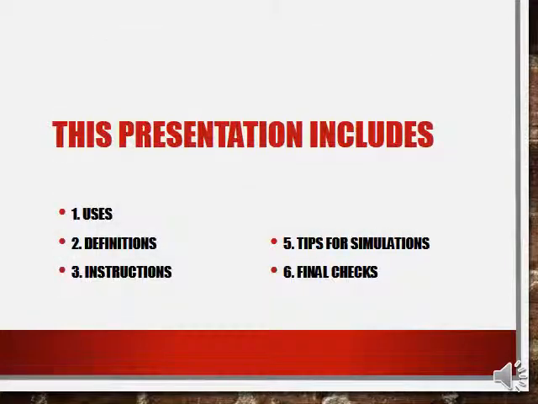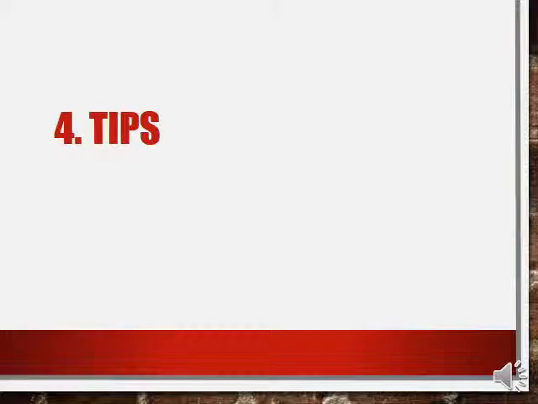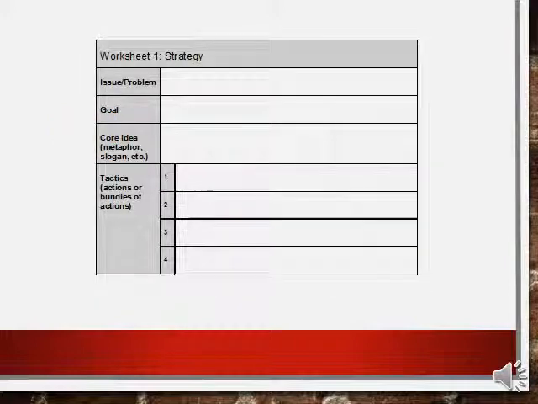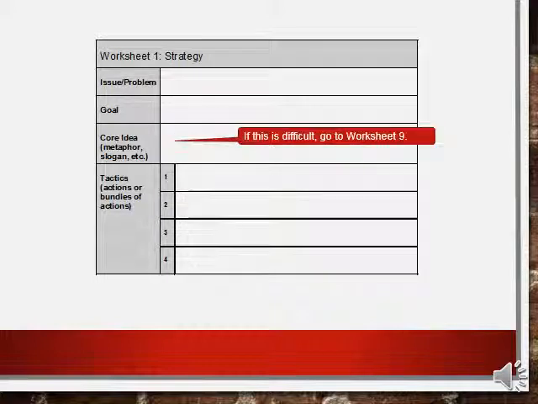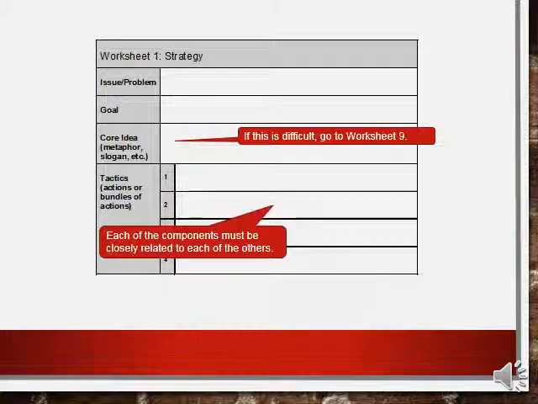In section 4, we'll look at tips to help you complete the worksheet. For Worksheet 1, there are 2 tips. First, if the core idea is hard to come up with, go to Worksheet 9. And second, make sure each of the components, issue, goal, core idea, and tactics, are closely related one to the other.